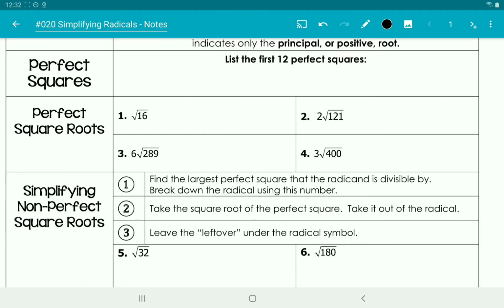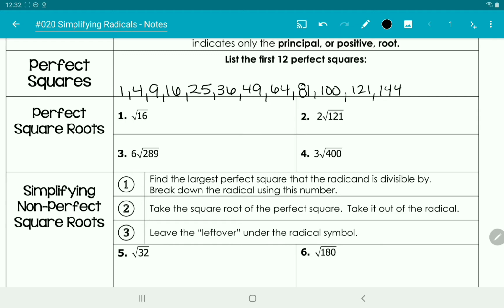We're going to list the first 12 perfect squares. So that's just the first 12 numbers times themselves. So first 12 numbers squared. So 1 squared is 1, 2 squared is 4, 3 squared is 9, 4 squared is 16, 5 squared is 25, 6 squared is 36, 7 squared is 49, 8 squared is 64, 9 squared is 81, 10 squared is 100, 11 squared is 121, and then 12 squared is 144. So that's just 1 times 1, 2 times 2, 3 times 3.